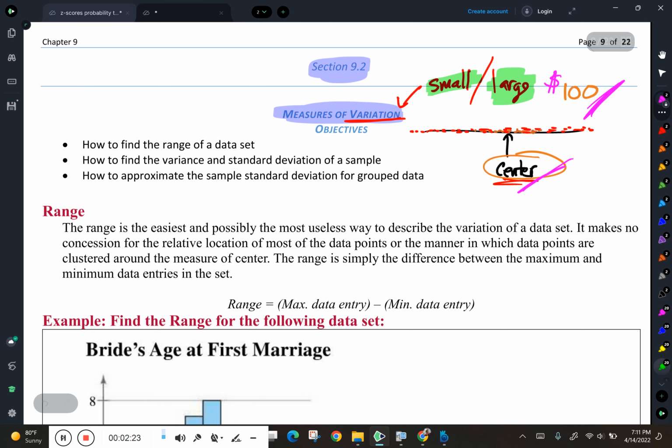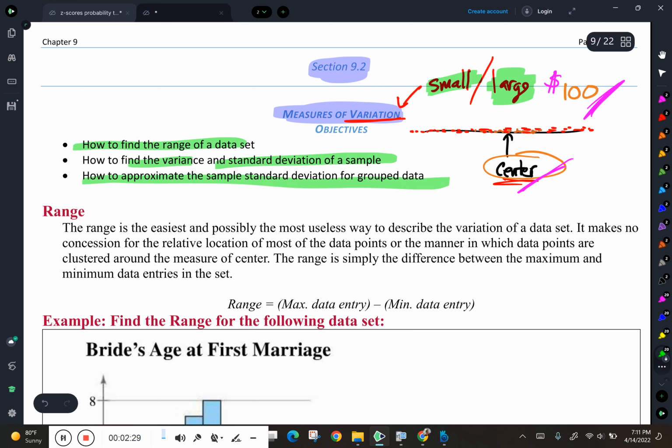All right, so in this section, we're going to take a look at measures of variation. We're going to talk about the range, the variance, and the standard deviation, and we're going to talk about how to approximate a standard deviation for grouped data. That's what we're going to do in this section.